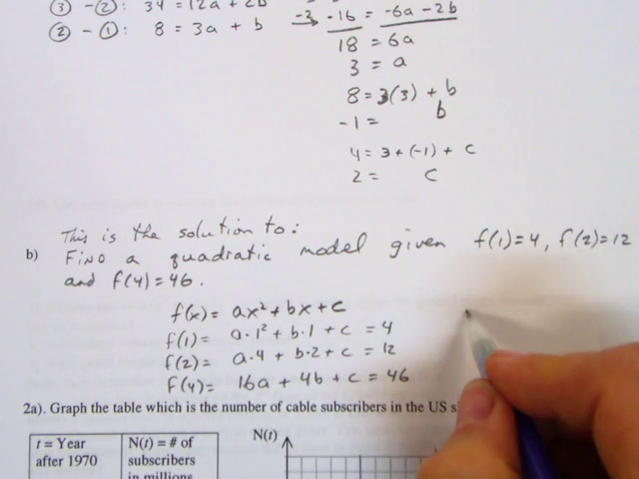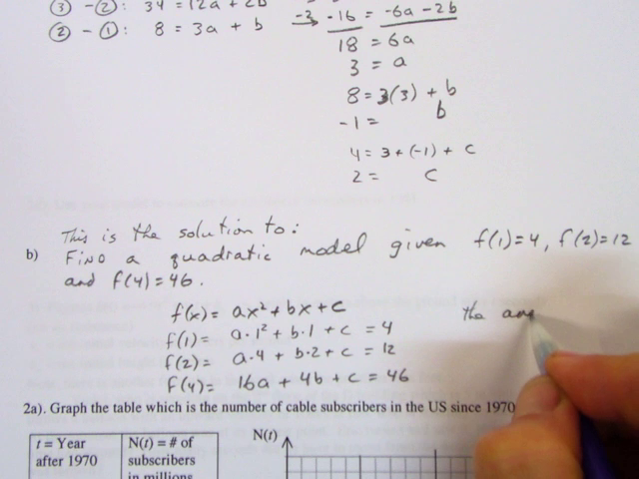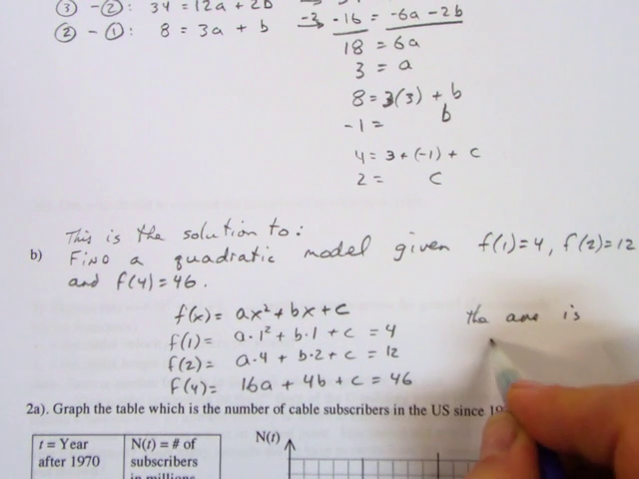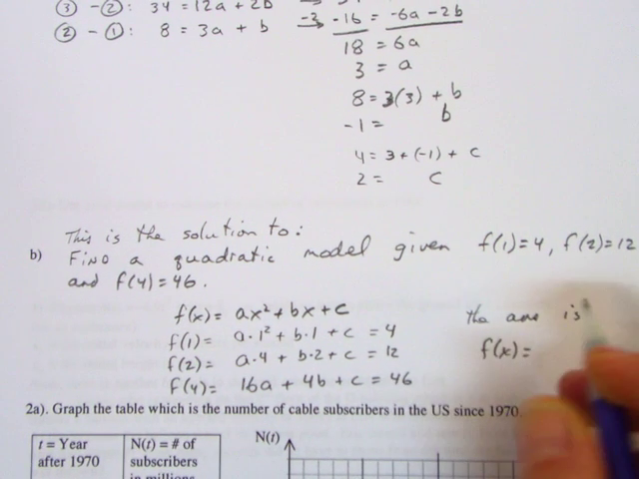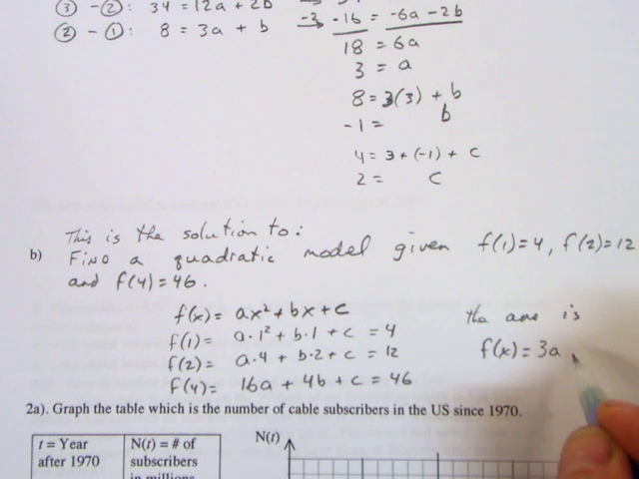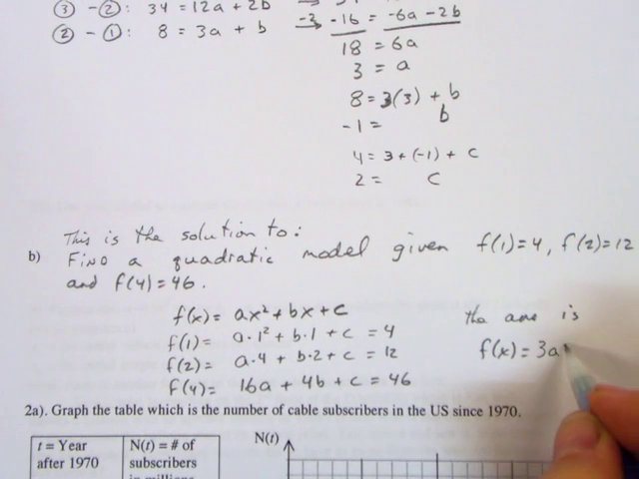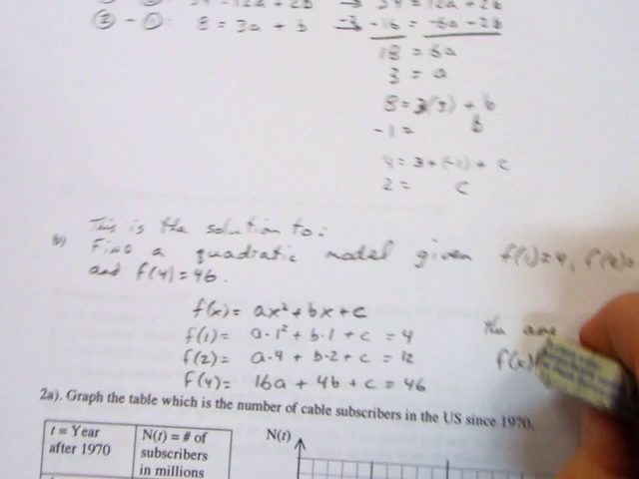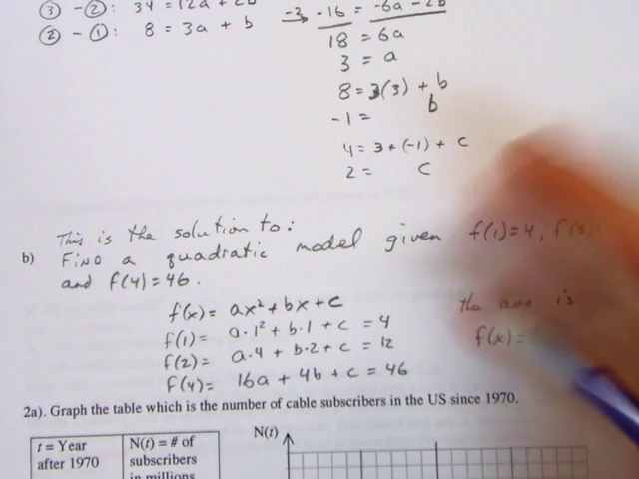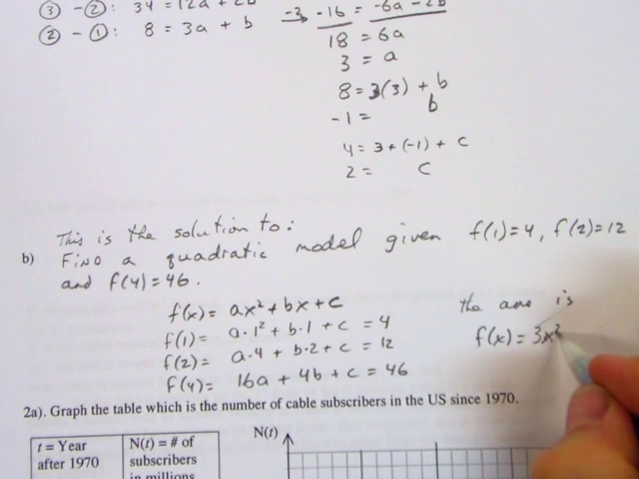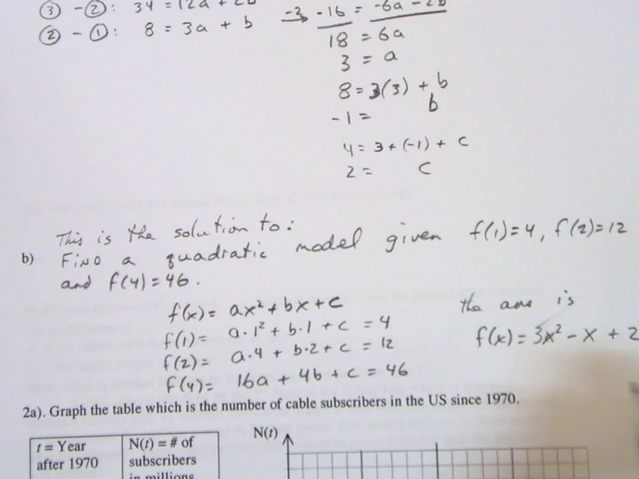Now, given that, the answer is f of x equals 3, that's what we found for a, 3x squared plus b, b is negative 1, so minus x, and then plus c.